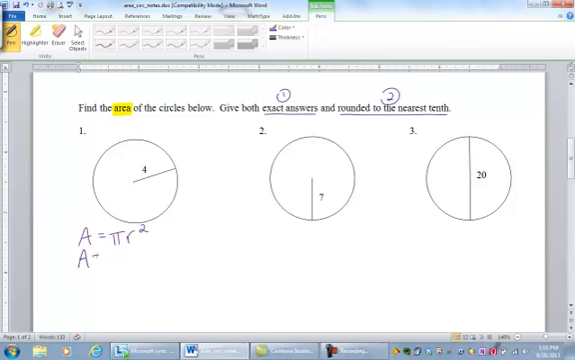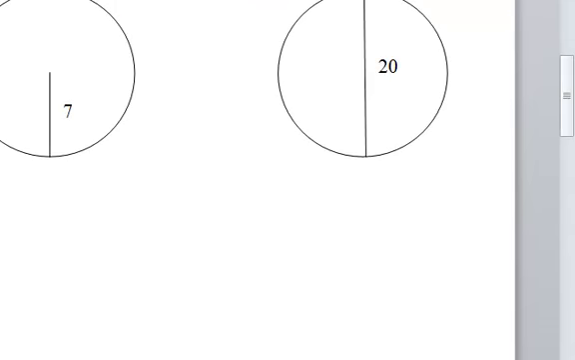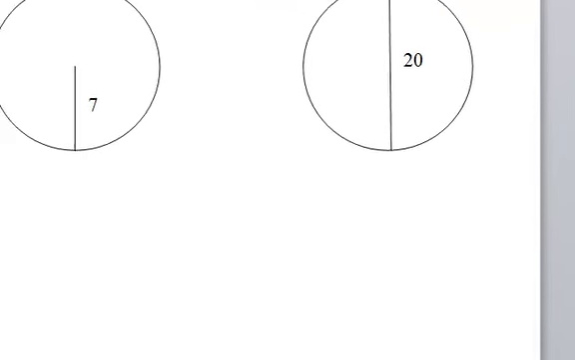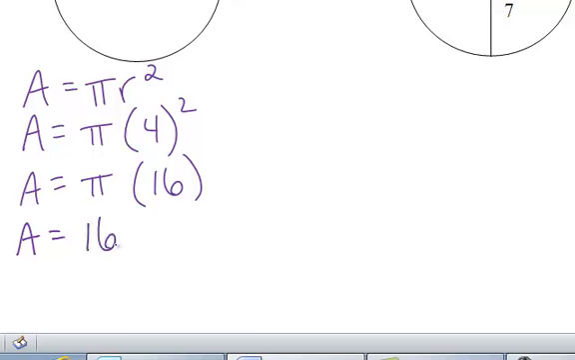So my area is going to be pi times, I'm going to plug in 4 for the radius, because up here I have a radius. It's starting at the center of the circle and it's going to the outside. So that's my r in my formula. That's what radius is. And what I'm going to do is square the 4, which is 16. If you remember your order of operations, you always have to square the numbers before you multiply. So my exact answer is just going to be 16 pi, and we don't know what the units are, so I'm just going to use units squared.